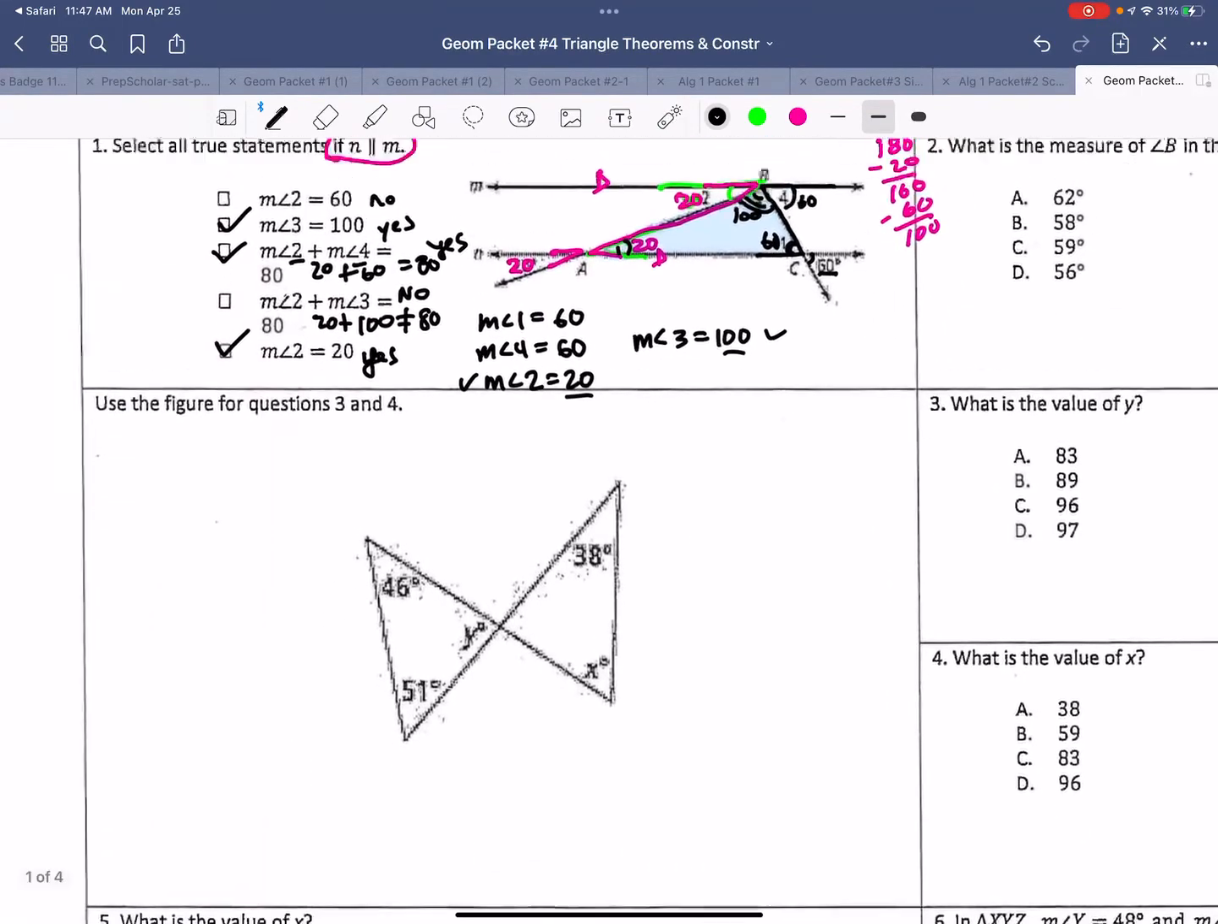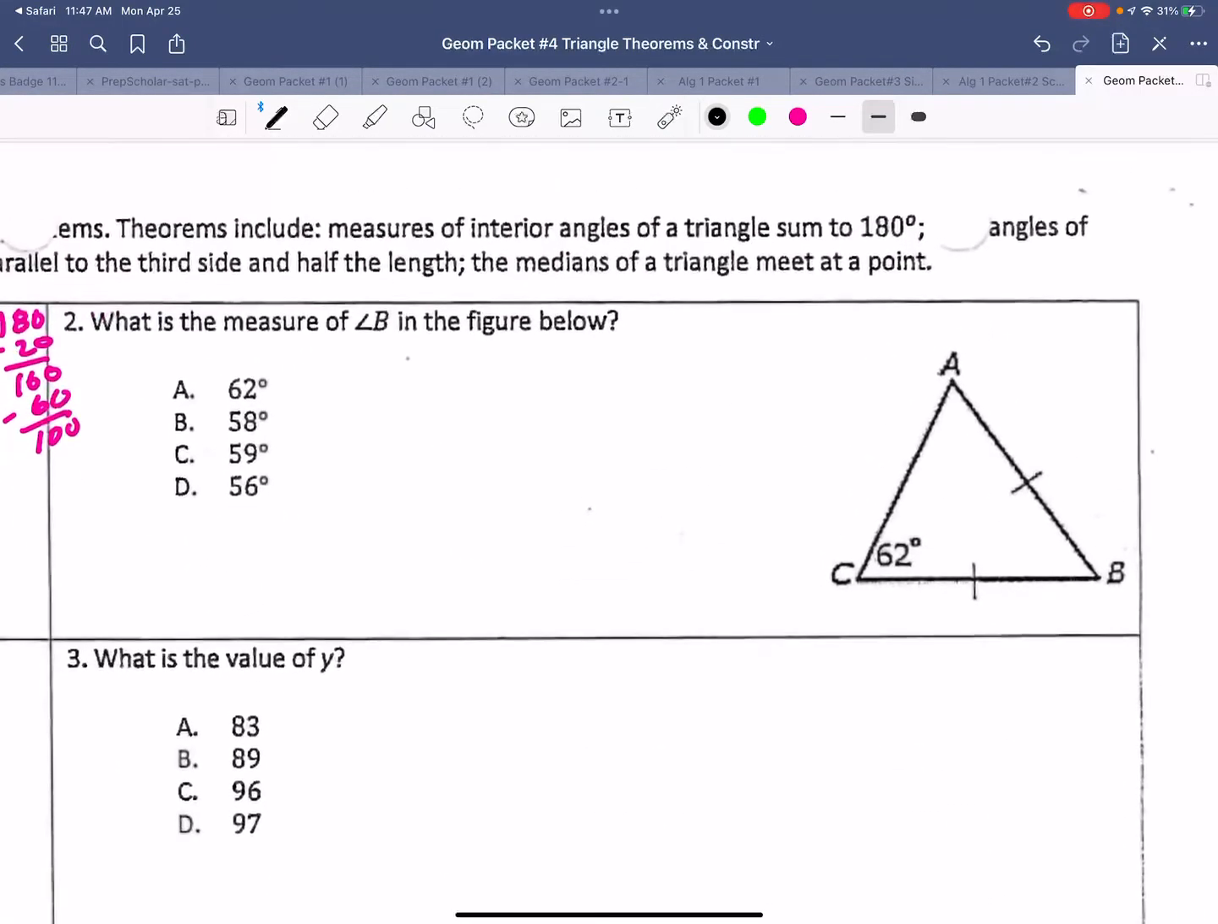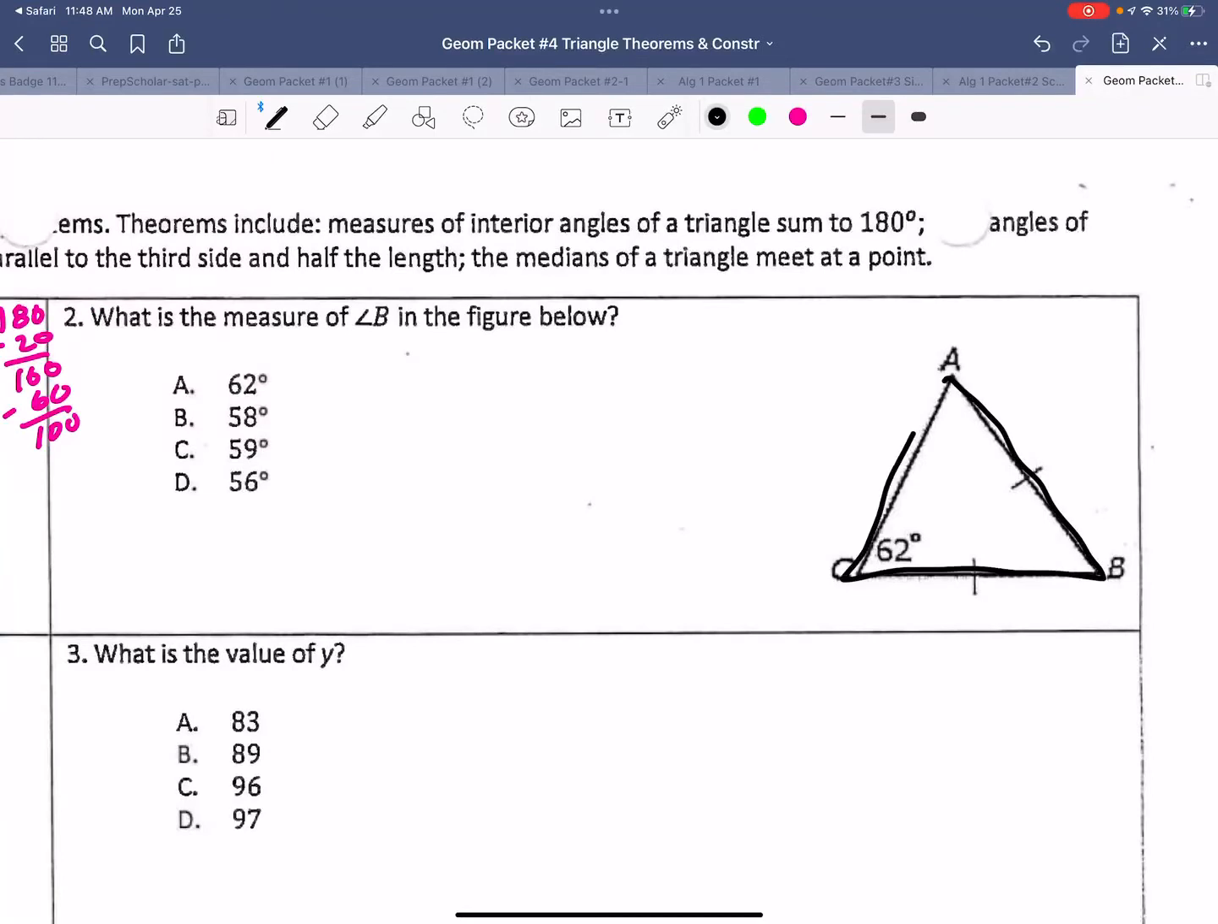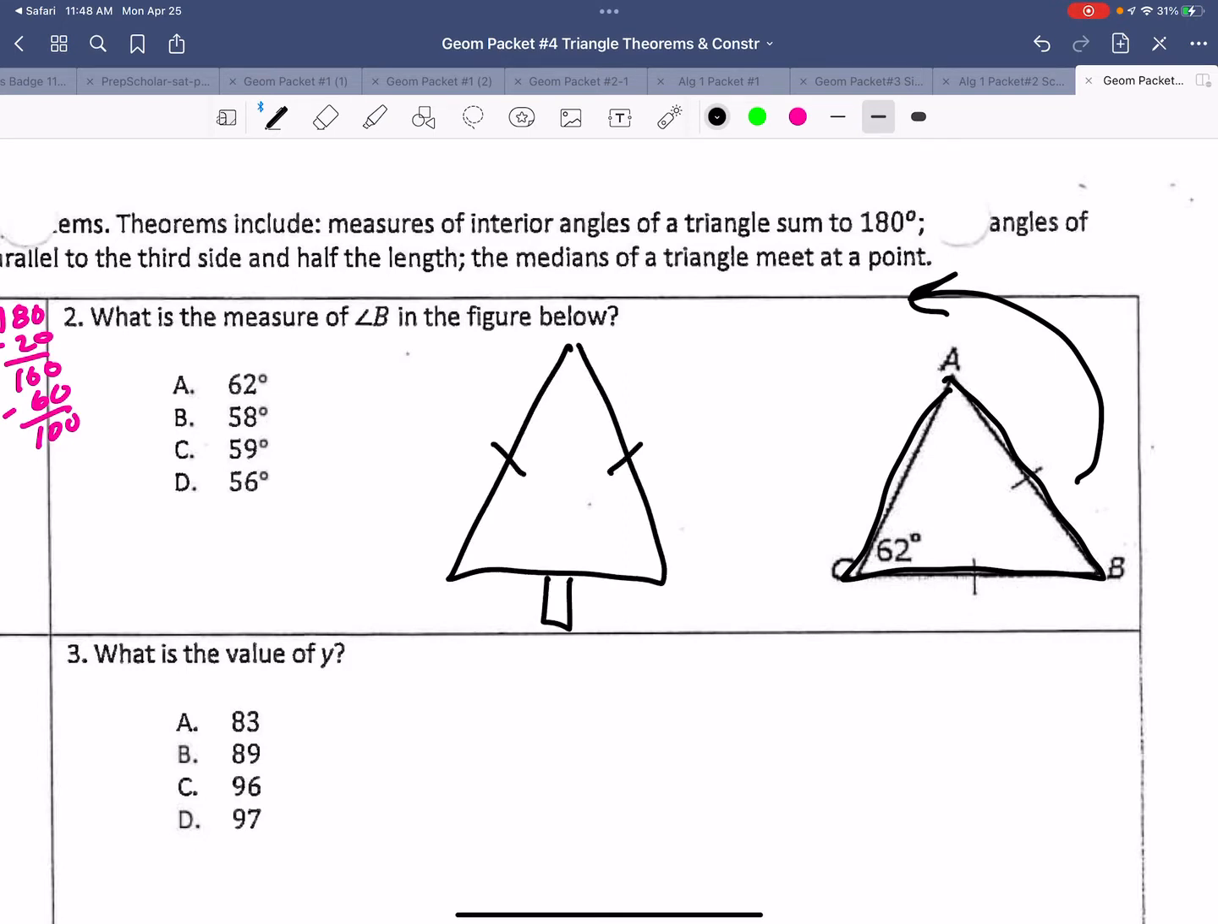All right, question number 2. What is the measurement of B? So they're kind of tricking you. They're laying this on its side. So I'm just going to take my Christmas tree and flop it back on its base. You see what I'm saying?